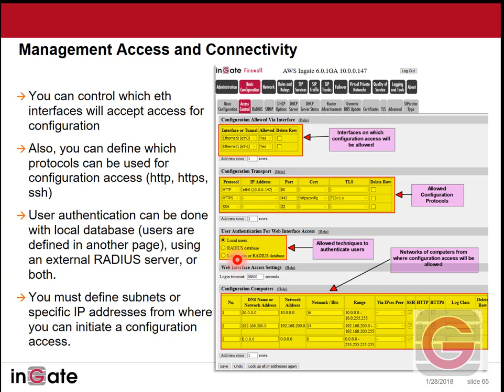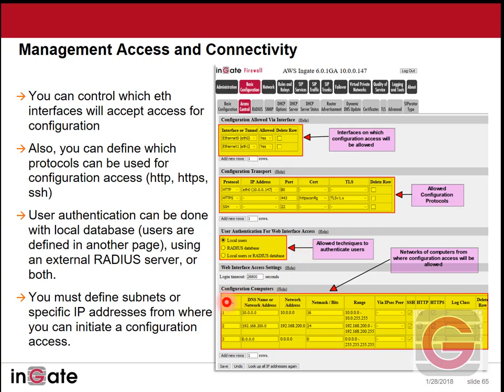Then, for access, you're going to need to authenticate the user. The user can be authenticated in two different ways. One is a local database, where you can create the users and passwords locally, or you can refer to a Radius database, an external Radius server. There is a section to configure a Radius server. Or you can also enable both local user and Radius server authentication.